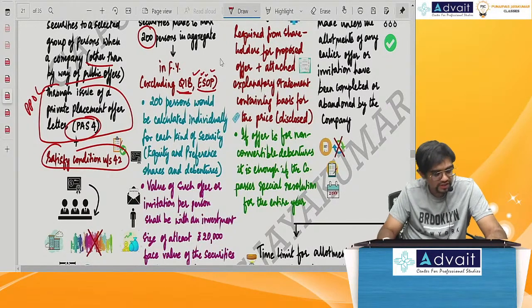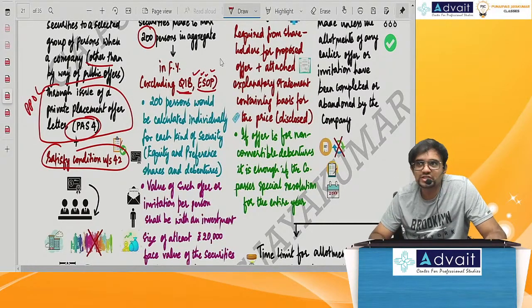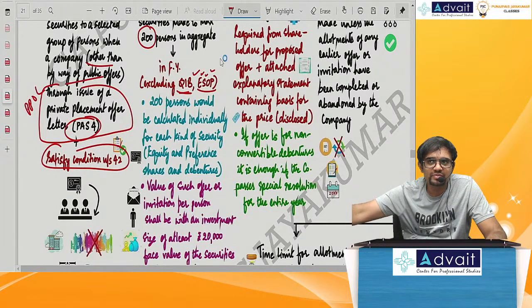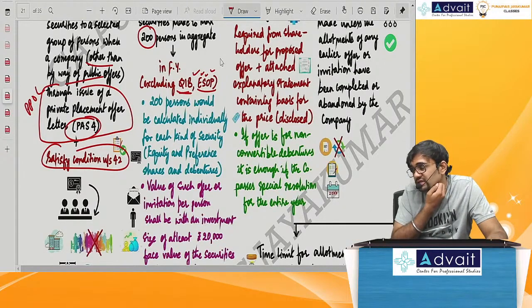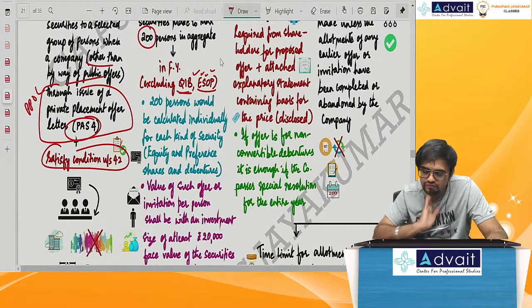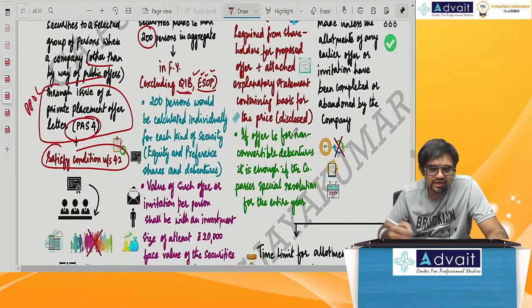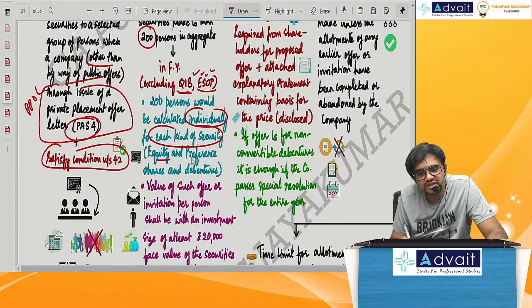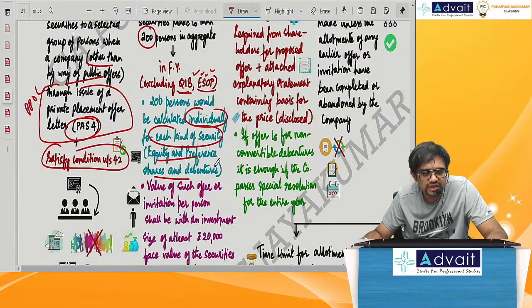If I am issuing shares to the employees in the form of employee stock option, then I need not fulfill the concept of private placement. Private placement is only for whom, guys? Other than QIB or ESOP. QIB, ESOP, there is no limit of 200. I can give it to any number of people. So 200 will be calculated individually for each kind of security. That is, equity shares separate, preference shares separate, and all those things. It will be for different types of security.